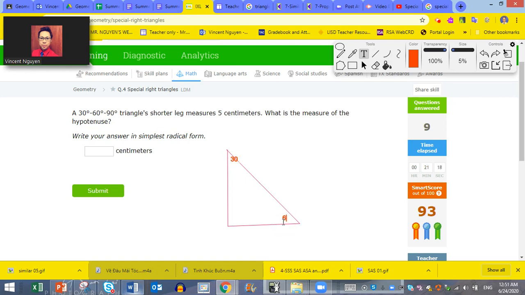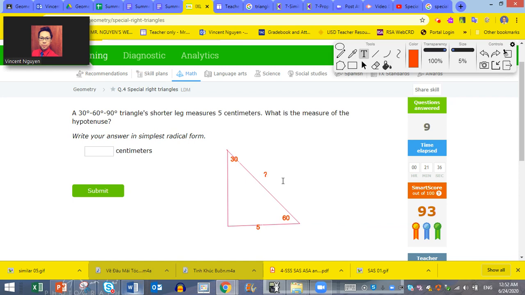60 degrees. All right. Which means this down here is the short leg. This is the long leg. It says the short leg is 5 centimeters. So I'm going to put the short leg over here, 5 centimeters, which is 5. And then what is the measure of the hypotenuse? So I'm looking for this guy.